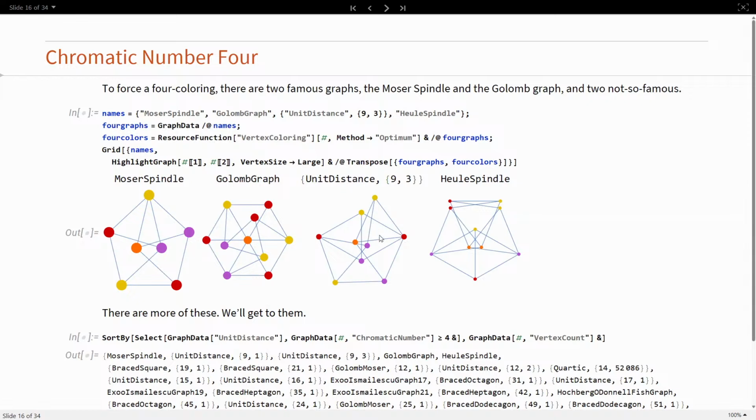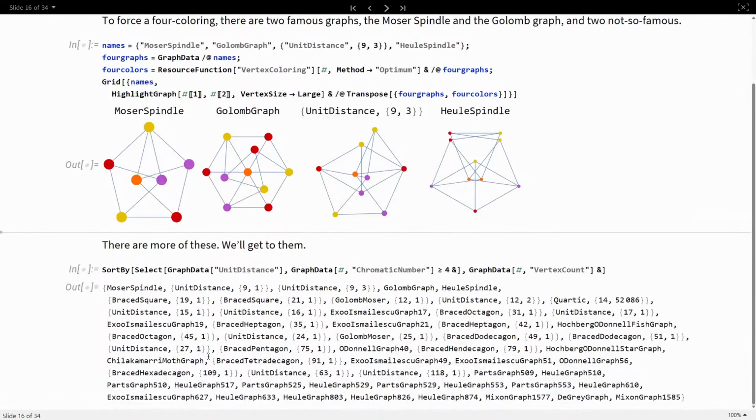Here's a stranger graph here that requires 4 colors. And the Yule spindle is a newer one, which requires 4 colors. This one came up to be important just within the last few years. There are also many more of these graphs that would require 4 colors, and we'll get to those fairly soon.